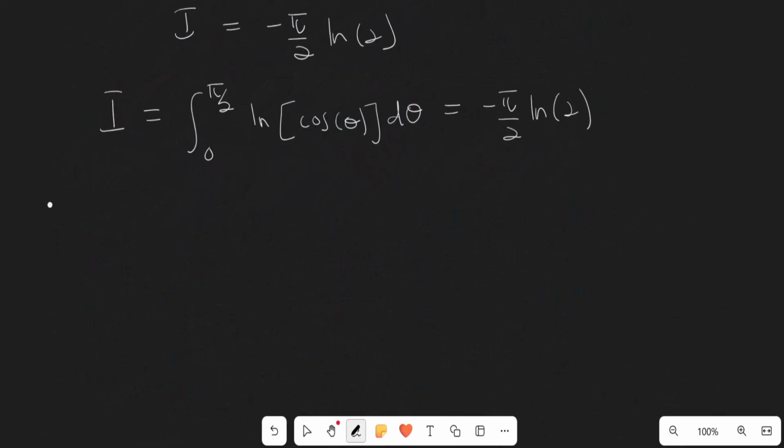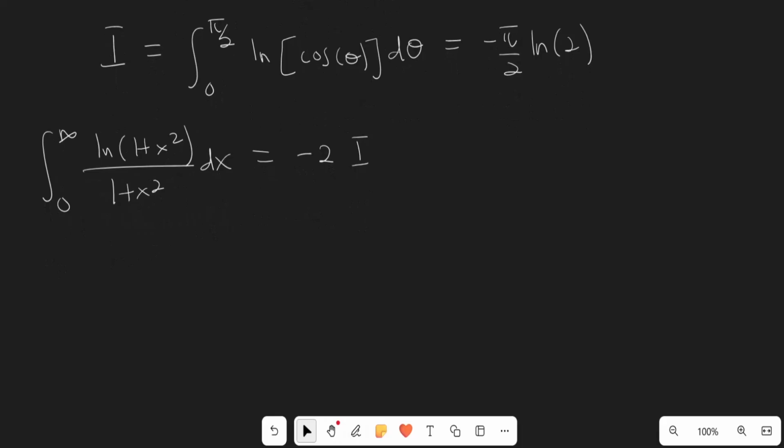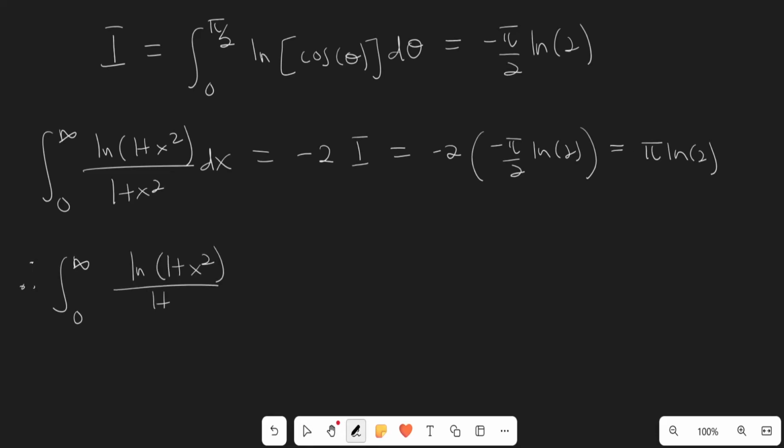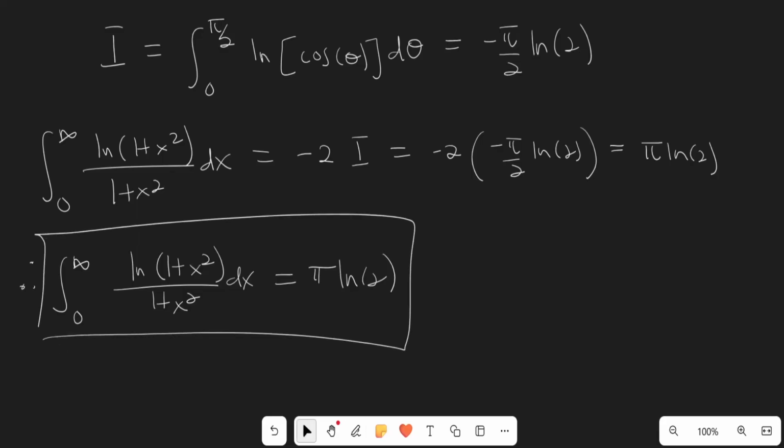So our integral, which is the integral from 0 to infinity of the natural logarithm of 1 plus x squared all over 1 plus x squared dx, was negative 2 times I, which is equal to negative 2 times negative pi over 2 times natural logarithm of 2. This is the same as pi times natural logarithm of 2. So therefore, our integral from 0 to infinity of the natural logarithm of 1 plus x squared over 1 plus x squared dx is pi natural logarithm of 2. So this is the answer to our definite integral.